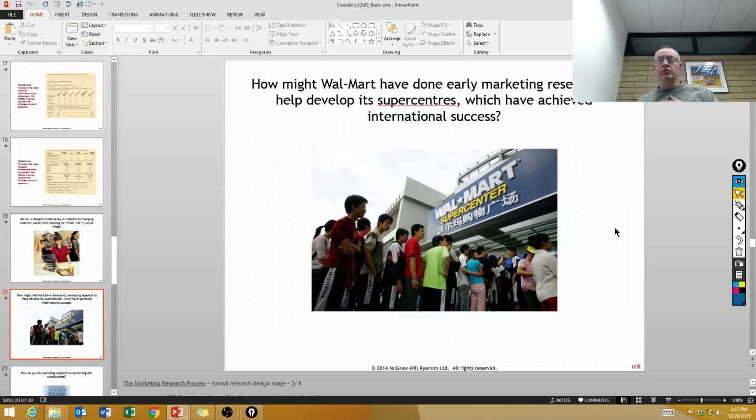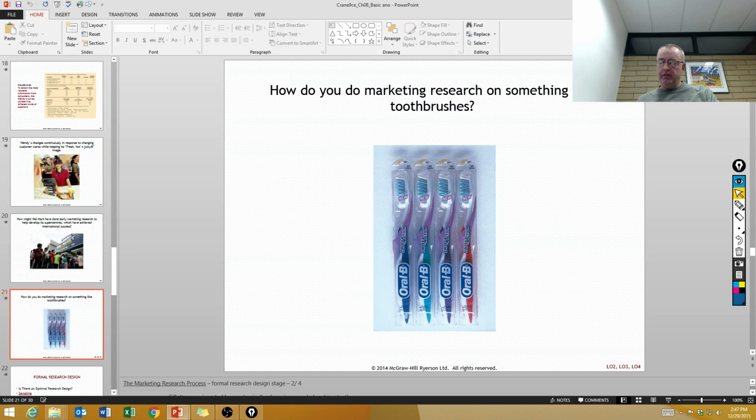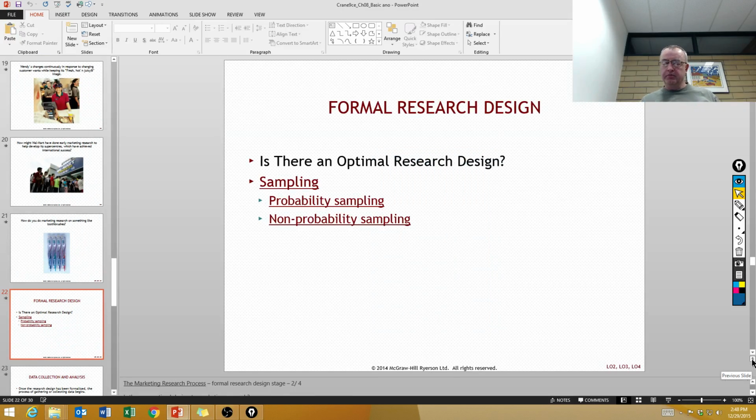Oh, okay, so this is Walmart using a full-size store as part of their experiment, and this is Gillette using cameras to watch how people brush their teeth when they're redesigning their toothbrush.